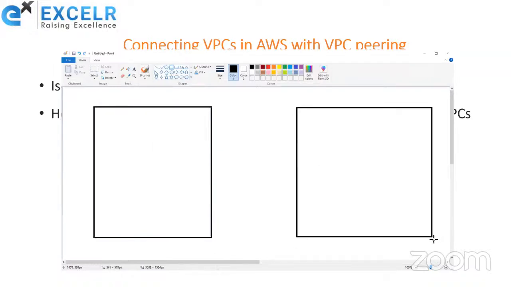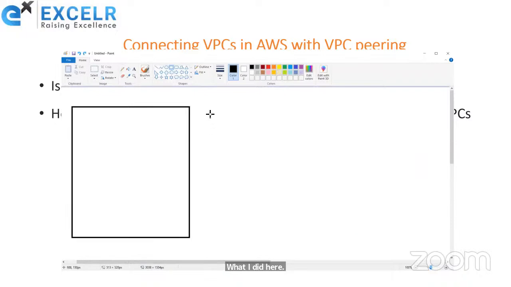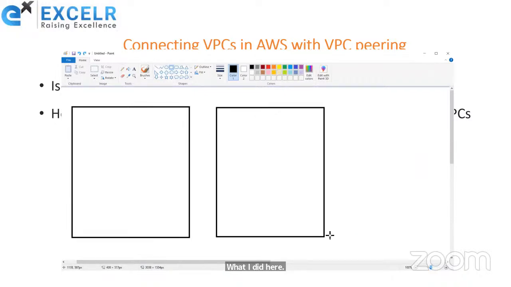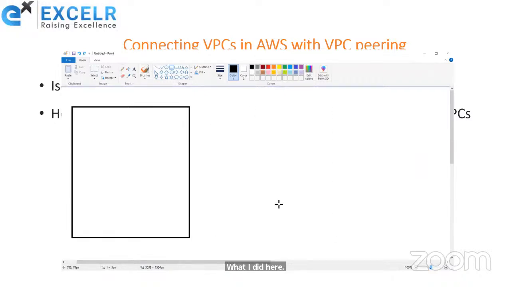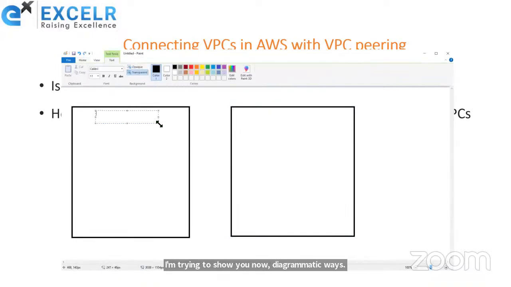For example, what I did here. Okay, so these are kind of two VPCs. I'm trying to show you now in a diagrammatic way, so that we'll try to do a lab session as well.